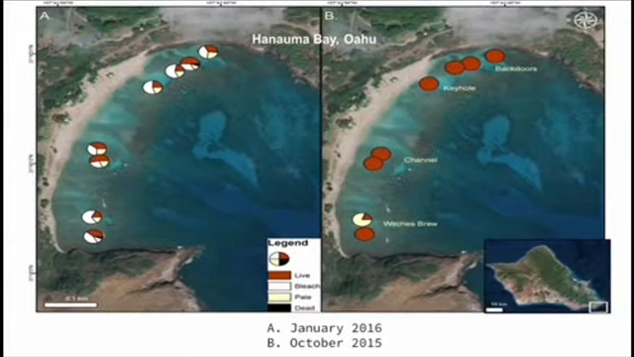So in this diagram here, we can see that the red represents live, the white represents bleached, the yellow represents pale, and the black represents dead. Image A is January of 2016, and image B is October of 2015. So you can see how much this reef has been affected in just a short amount of time, just due to this chart.